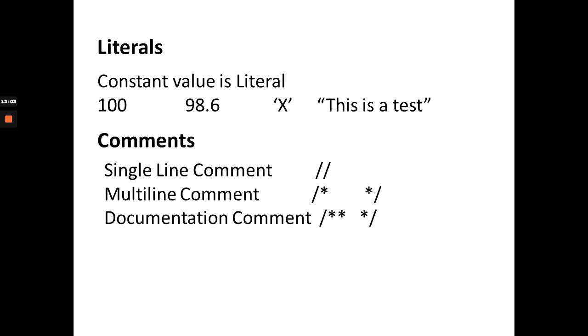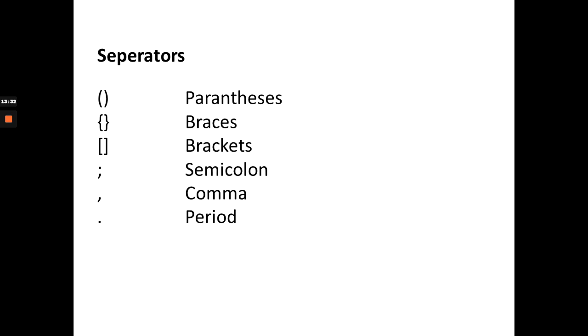Literal. A constant's value is a literal. The constant can be any constant: integer constant, float constant, character constant, string constant, and so on. So here are the examples: 198.6, x, and "this is a test". These are simple examples of them. And the last one is comment. There are three types of comment in Java: single line, multi-line, and documentation comment. For the whole documentation part, this comment is used.